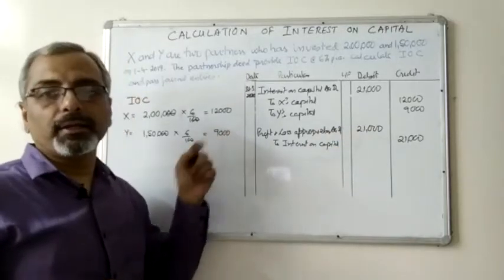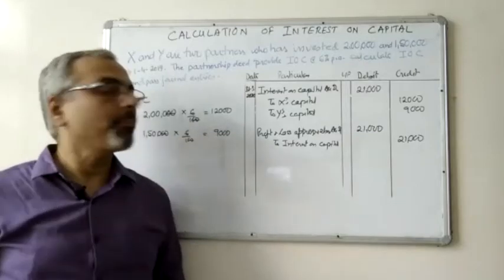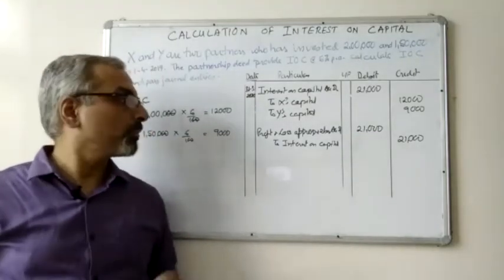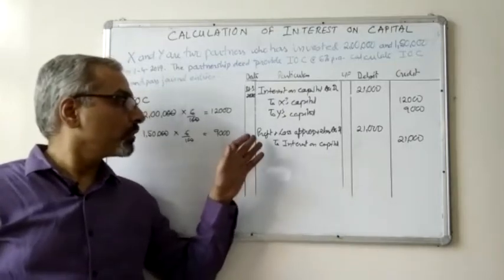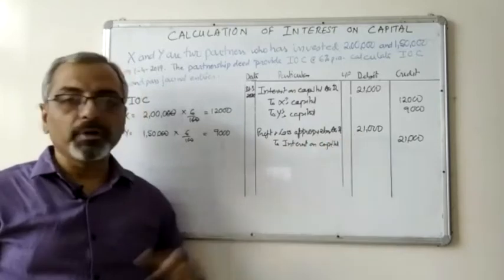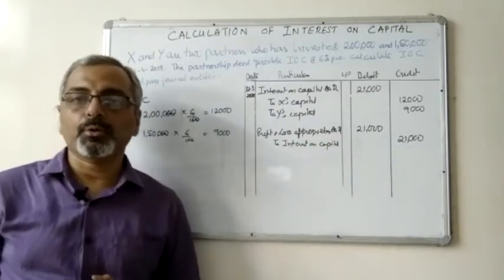We have not written the date here because it is not needed. On the same date on which the interest on capital was transferred to the capital account, it will be transferred to the profit and loss appropriation account. So you can see profit and loss appropriation account 21,000 to interest on capital 21,000. It will be posted in the debit side of the profit and loss appropriation.